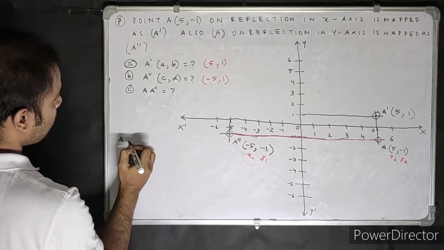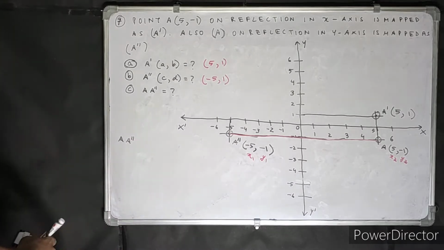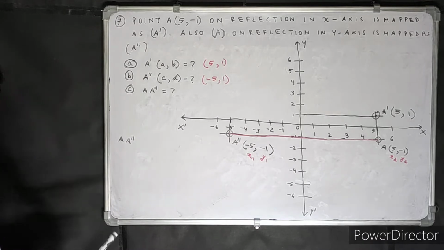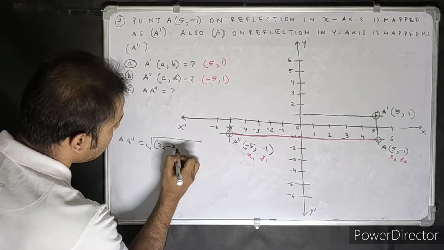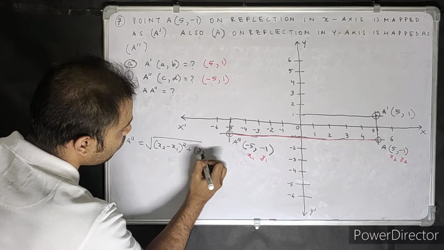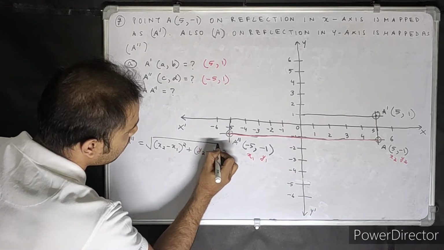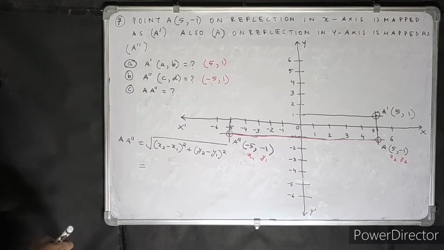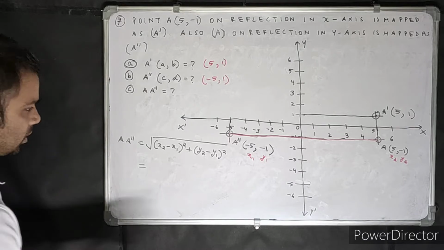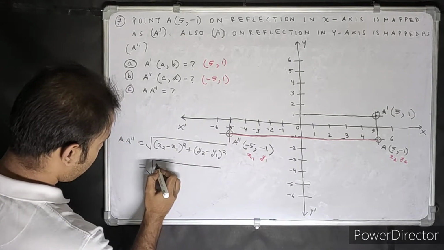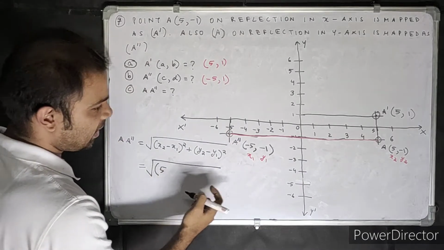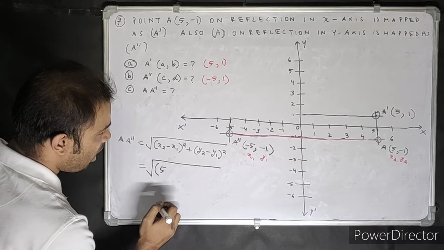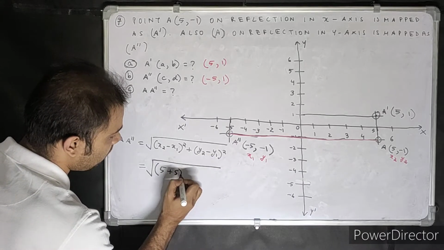A double dash, which is the new marker. It's down here, I think. The distance is root over x2 minus x1 whole square plus y2 minus y1 whole square. So now from here, let's put the points. x2 is 5 and x1 is minus 5, so 5 minus of minus 5, so plus 5 whole square.